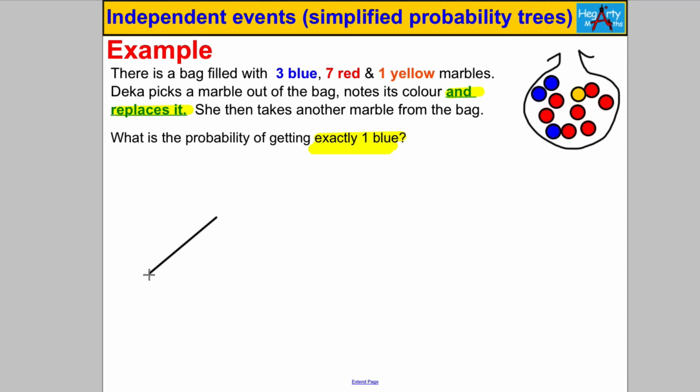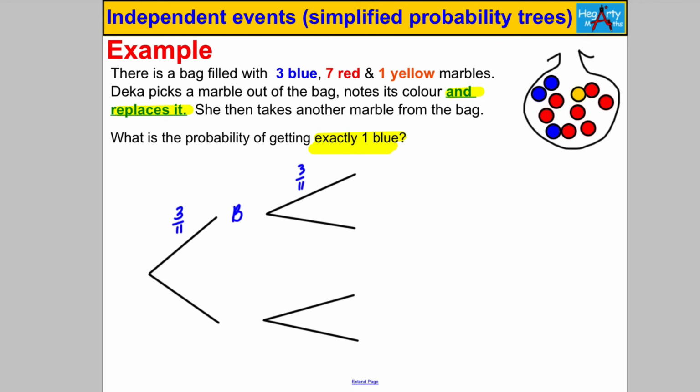On the first pick it's either blue or not blue, and similarly on the second pick it's either blue or not blue. So a nice simple diagram like this will help us simplify this problem. So it's either blue with probability 3 out of 11, which we can put in all the places for blue, or it could be not blue, which is obviously 7 add 1 is 8 out of 11, so not blue in these scenarios here. So there you go, there is our simplified probability tree, making life a whole lot easier.